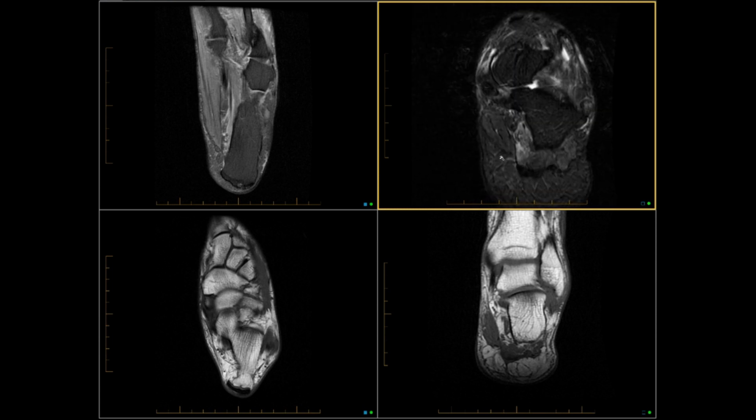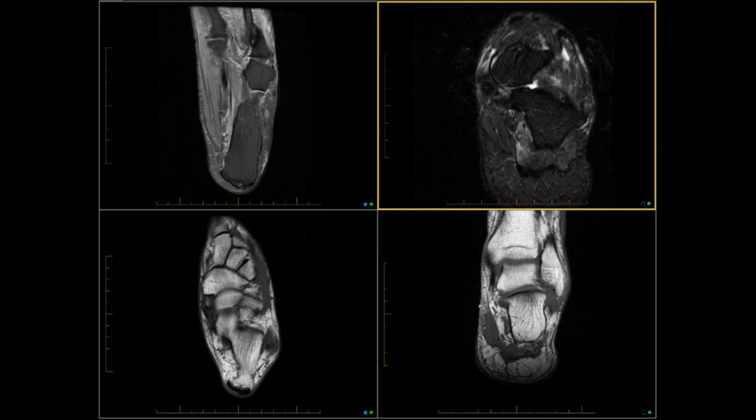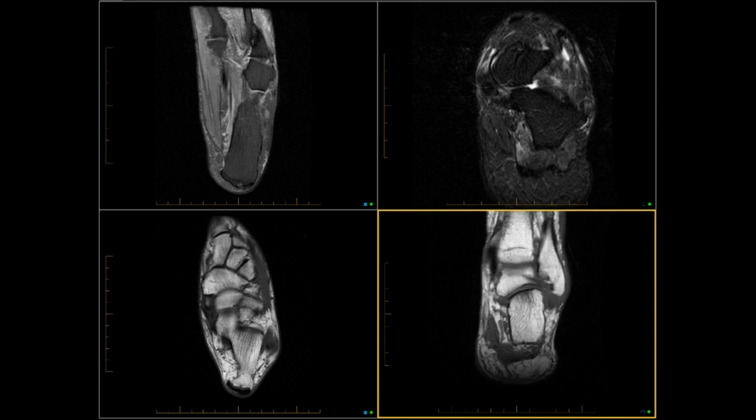Coming into the region of the fat-suppressed musculature, what we're seeing is the normal fat suppression of the abductor hallucis, but there's elevated signal intensity in both the quadratus plantae and the flexor digitorum brevis along that medial head. Also, the muscle is smaller, so we have some atrophy.